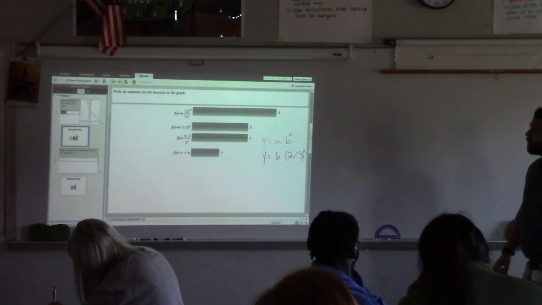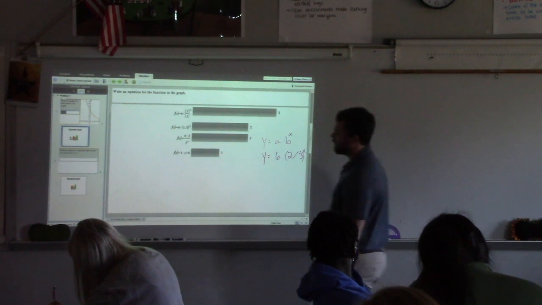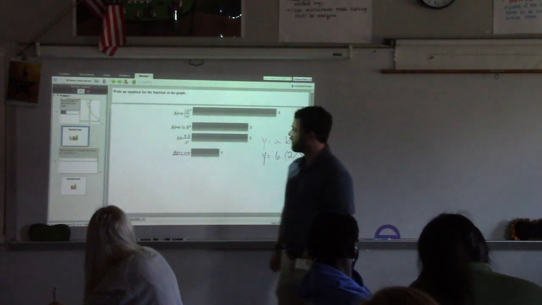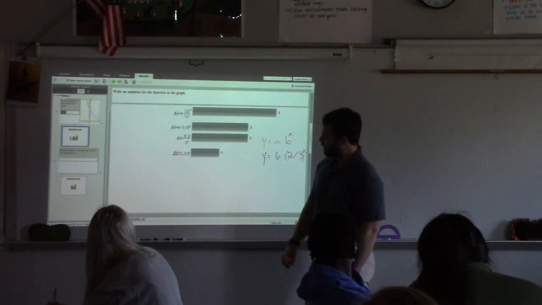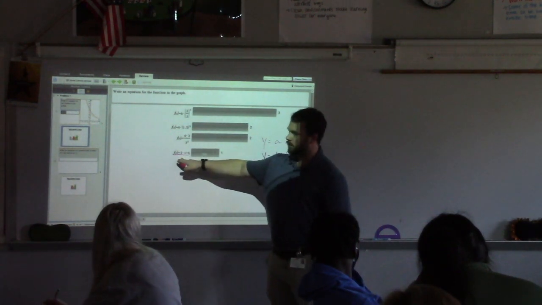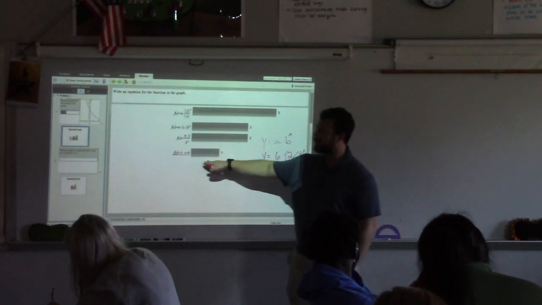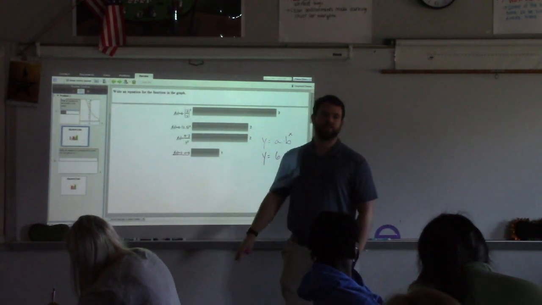Any others that we want to immediately push back on? The last one, why? There's addition, so it looks linear in this equation. I do want to point out, looking at this linear equation, what would be the rate of change?